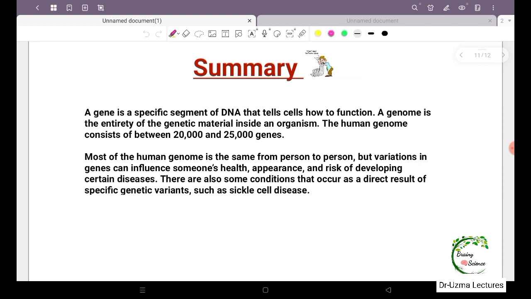What do you mean? Variant means variation. For example, in sickle cell anemia, the normal red blood cell structure has been changed to a sickle shape, which leads to a disease known as sickle cell anemia.